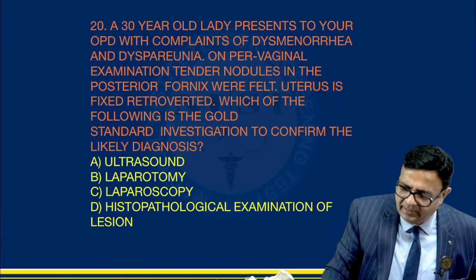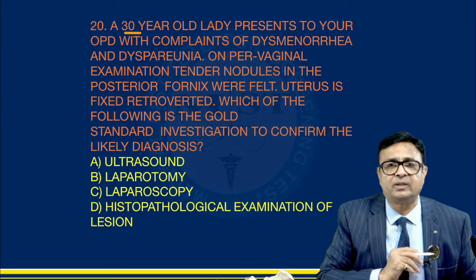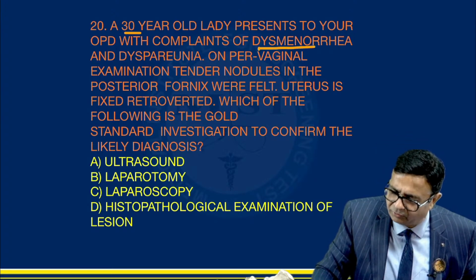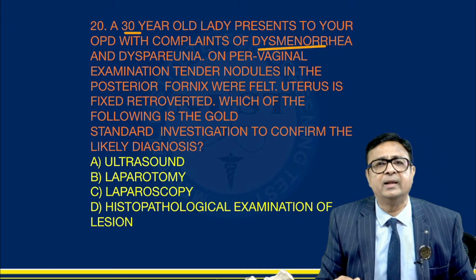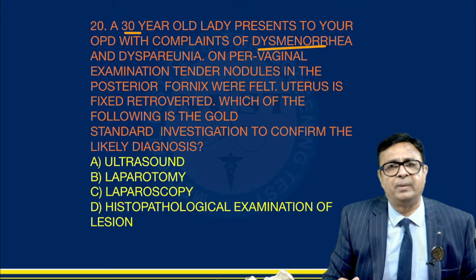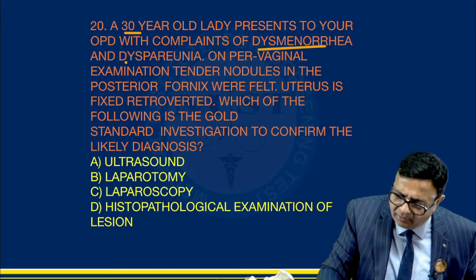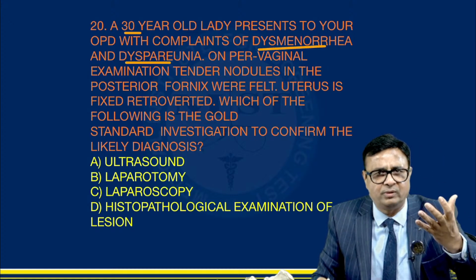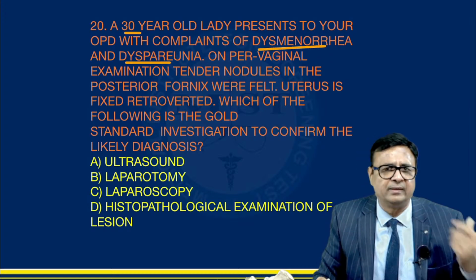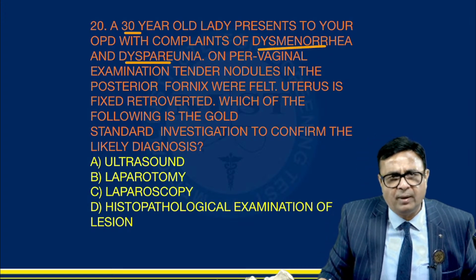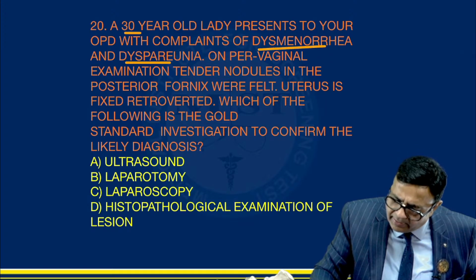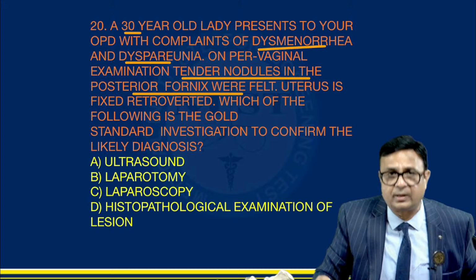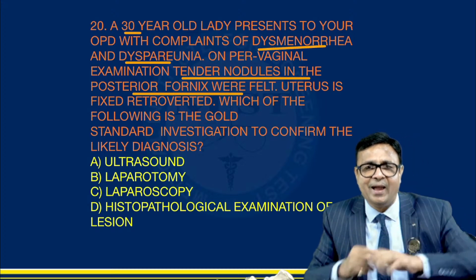A 30-year-old lady presents to your OPD with complaints of dysmenorrhea and dyspareunia. Dysmenorrhea is pain at the time of menstruation. Dyspareunia is pain at the time of intercourse. On per vaginal examination, tender nodules in the posterior fornix were found.